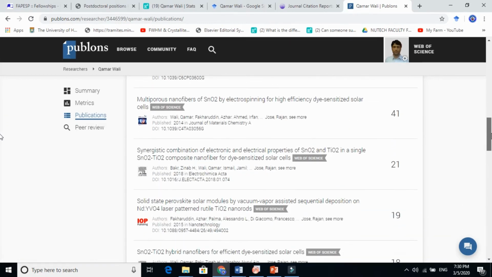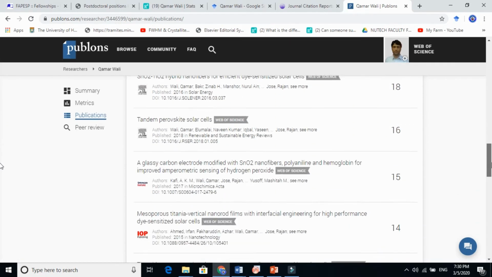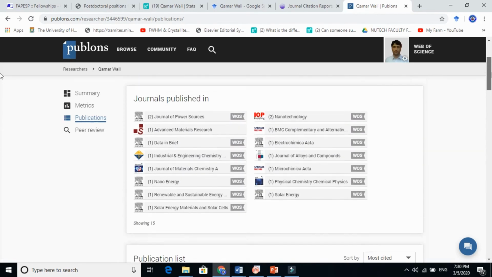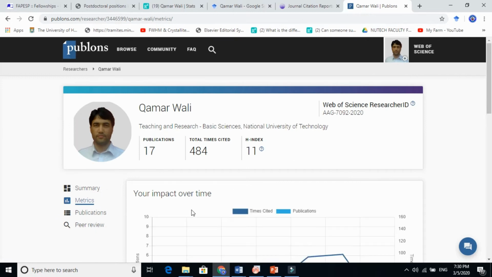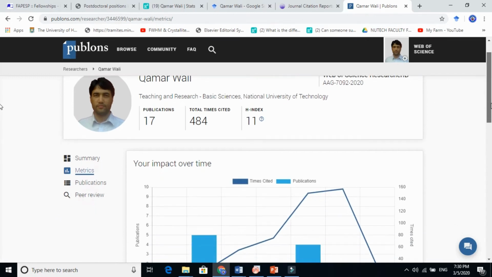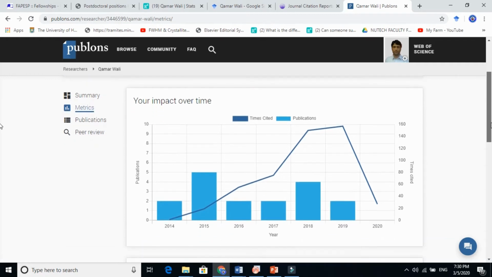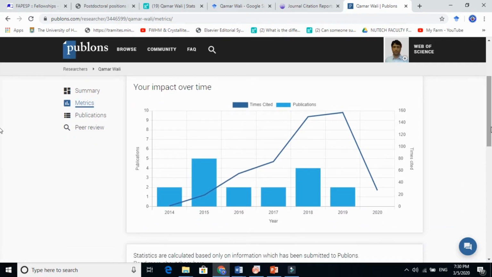You can see. Now I want to mention here that this Web of Science gives you a very nice feature. Look here, this is my impact over time here. So if you see this, you can easily understand whether I am a good researcher or not a good researcher. Look at my publication profile here. In 2014 I published 2 publications, in 2015 5 publications. You see, I was a quite active researcher here. Similarly here, and in 19 I have 2 publications.